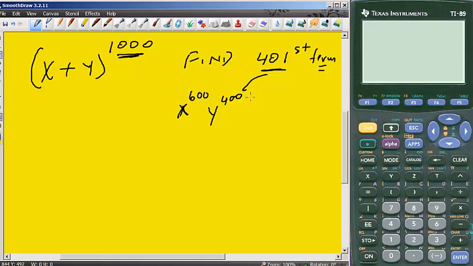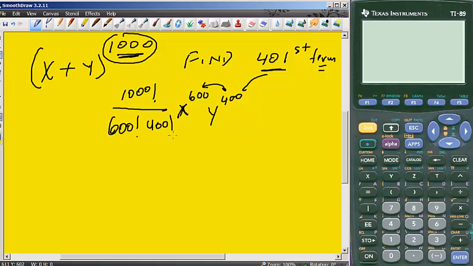On the 401st term, the y power will be what? You just told me, 1 less. Now, the power of the x and the y always have to add up to what? 1,000. Okay, that's the hard part. The easy part is this. The top one is 1,000 factorial over 600 factorial times 400 factorial. That's how easy it is.